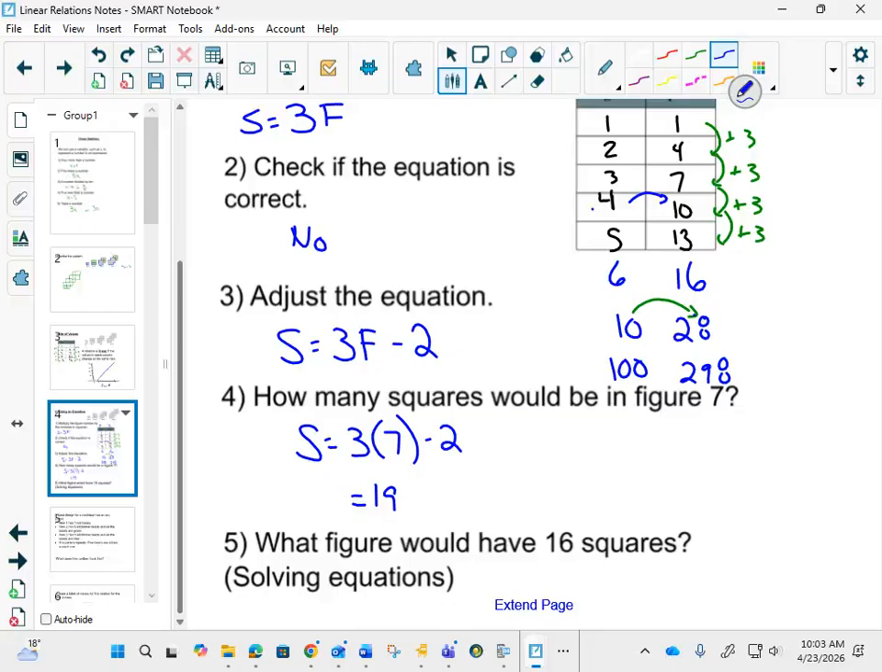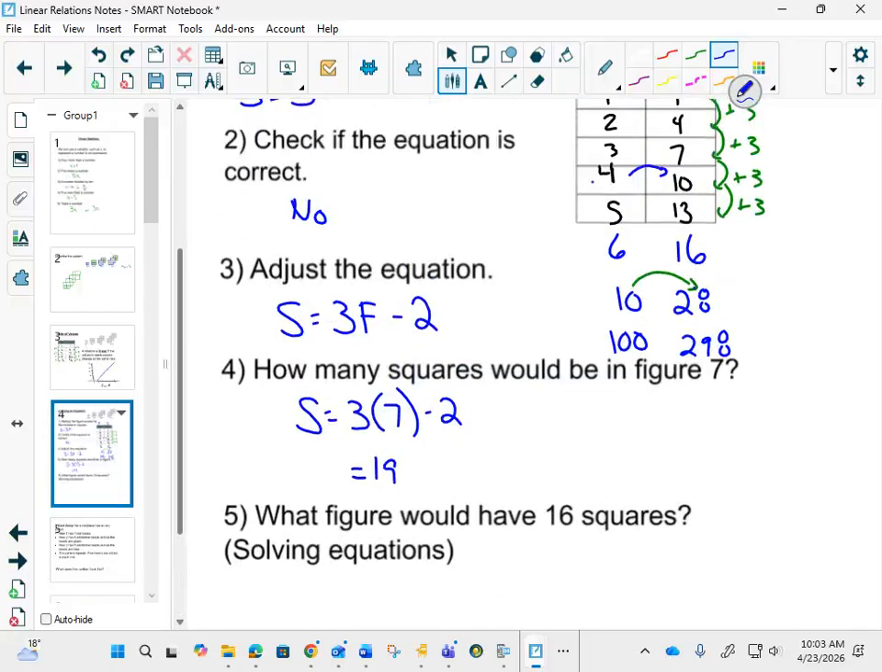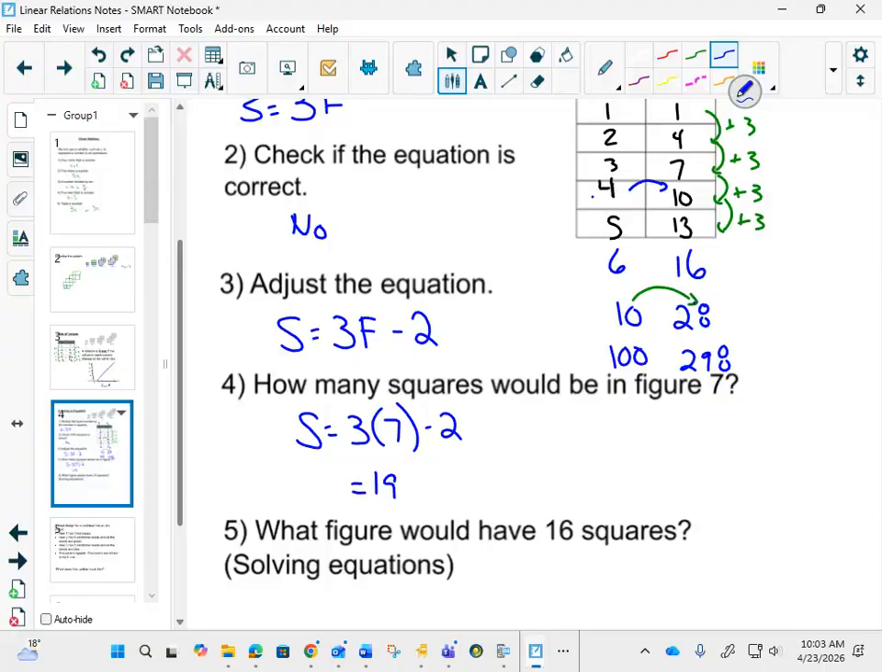Okay. So, which figure would have 16 squares? Well, we have that in our answers. We can kind of cheat because we already know this. But I'm going to give you one that isn't in our answers. I'm going to say which figure would have 58 squares. Is that listed in our chart here? No.